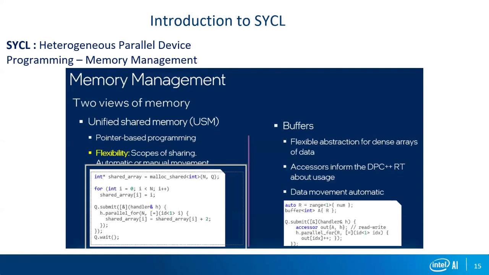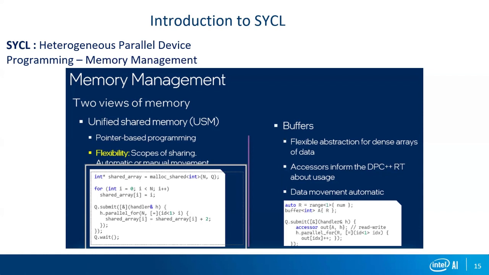There are two views of memory, prominently two views of memory. One is the USM, which is the pointer-based programming, and we have scopes of sharing, automatic and manual movement, which is something like this. So we have something called a SYCL malloc shared, which stores the data structures, or I would say the array in this case, the SYCL array, in the unified shared memory, which can be accessed by the device as well.